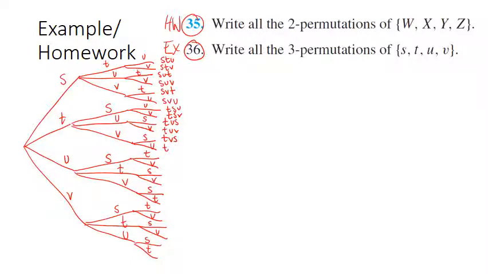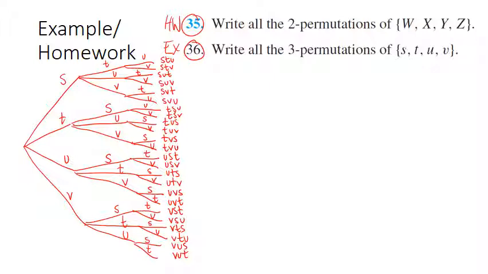TVS, TVU, UST, USV, UTS, UTV, UVS, UVT, VST, VSU, VTS, VTU, VUS, and VUT. Okay, so that is all of the 24 three-letter permutations of STUV.